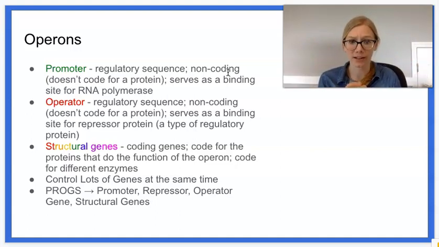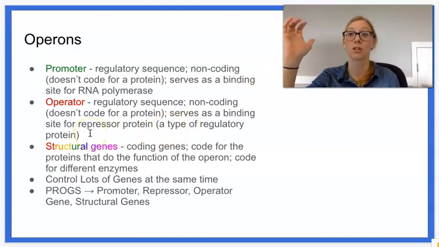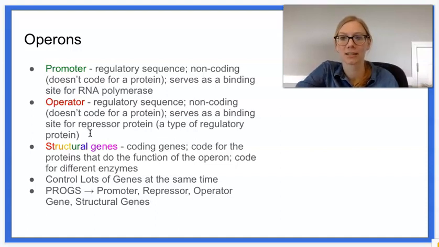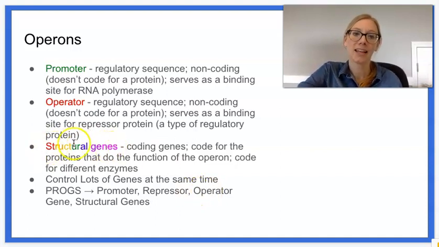Then we have our operator. I put our operator in red because it's going to correspond to a color here in a second. It's really our regulatory sequence. It's also non-coding, doesn't code for a protein, but it's going to serve as a binding site for our repressor protein. So basically the protein that's going to say stop or go based on its location, and that can change a little bit, right? So it's a type of regulatory protein. Think about operators as controlling what's happening. It's kind of our control of what is happening, or a way that we do control this gene expression in prokaryotic cells.